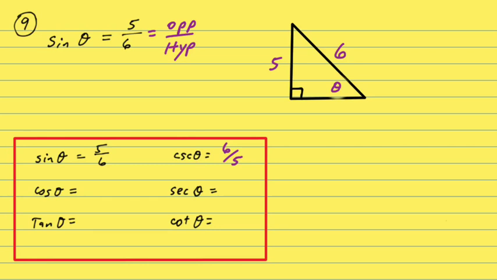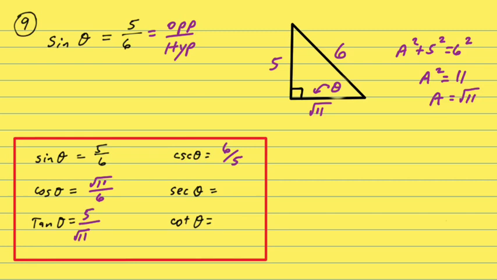Okay, to complete this, we need to find the missing side. So legs squared plus legs squared equals hypotenuse squared, right? 36 minus 25, I think, makes it into an 11. So A would be radical 11. So if I wanted cosine, I want adjacent over hypotenuse. So that's adjacent over the hypotenuse, which is 6. Tangent, TOA, opposite over adjacent.